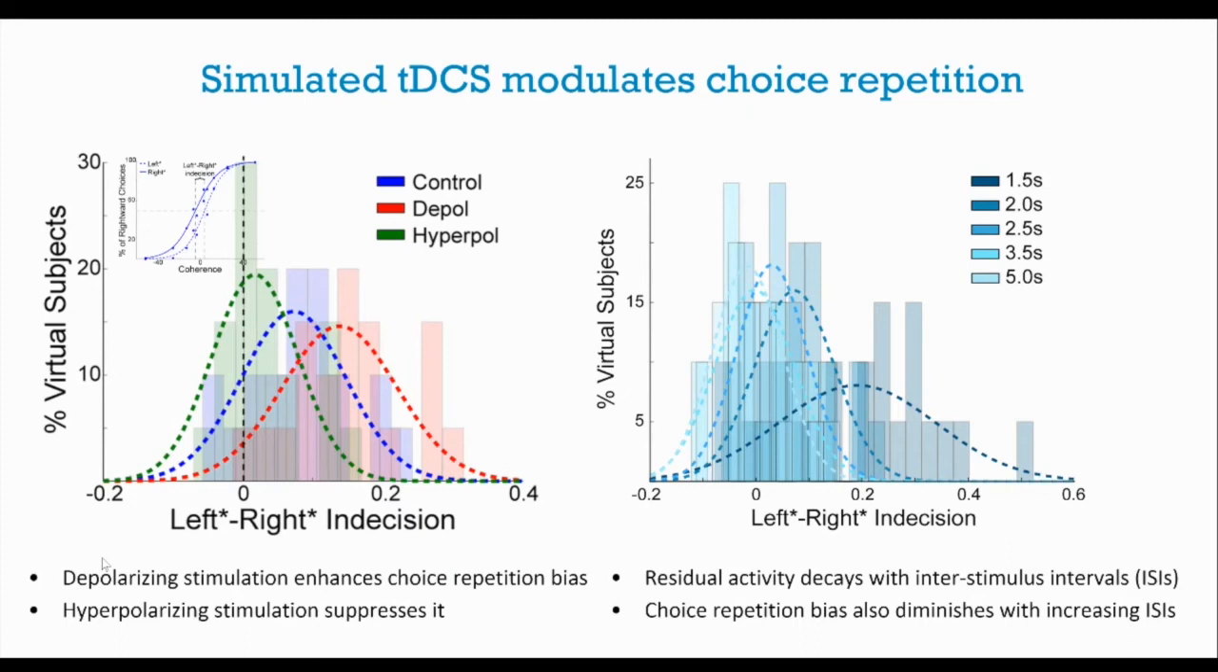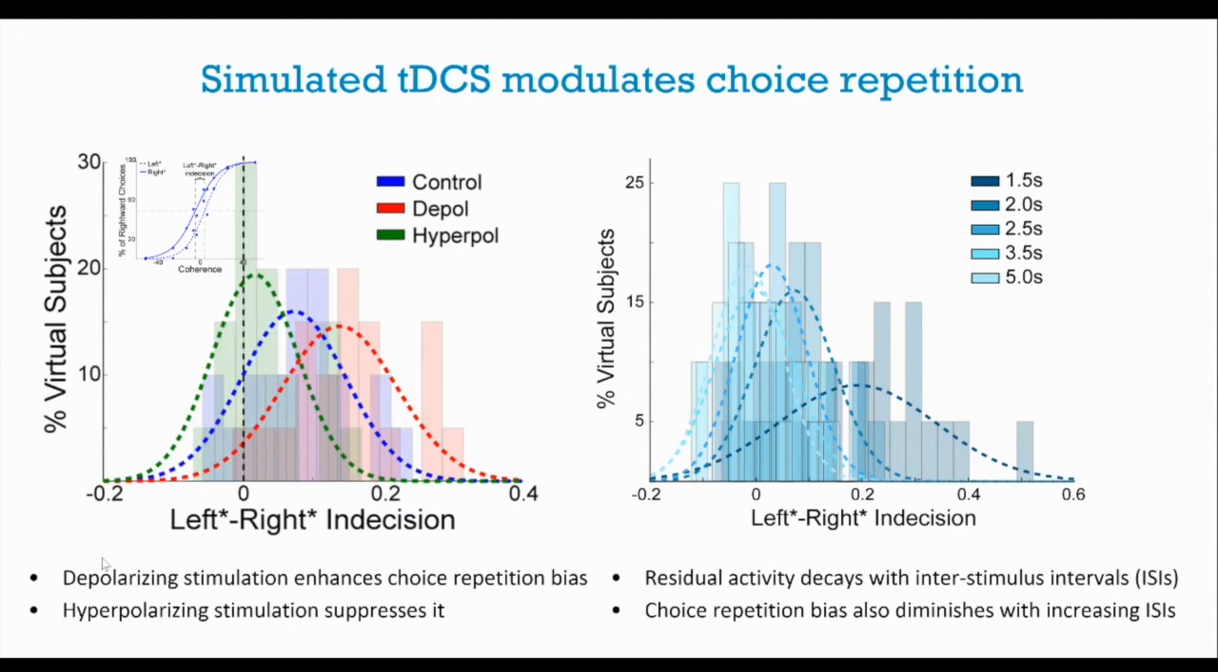With that, you would make the prediction that if there's a long intertrial interval, that effect in turn diminishes, because the longer we wait until we apply stimulation again, the more time there is for the neural activity to come back to baseline. And that's indeed what we see in the model.